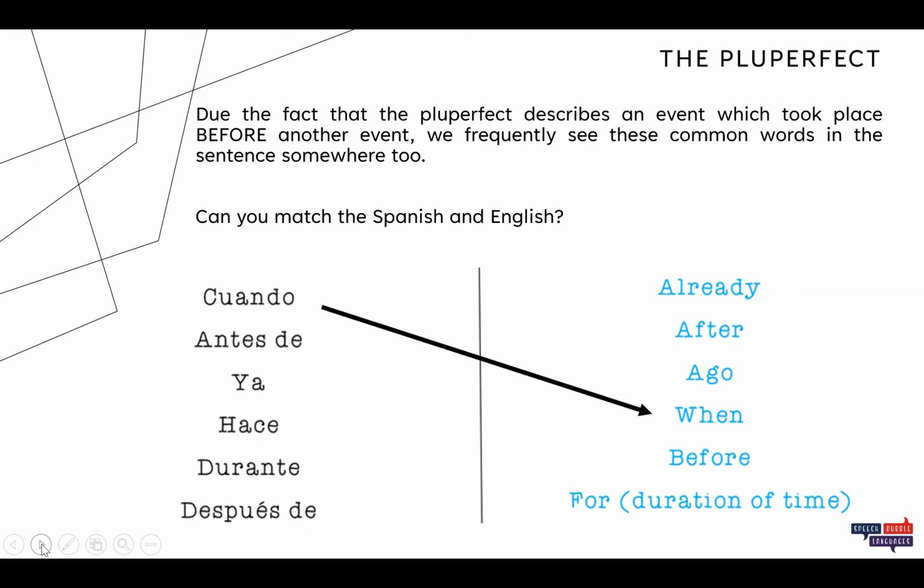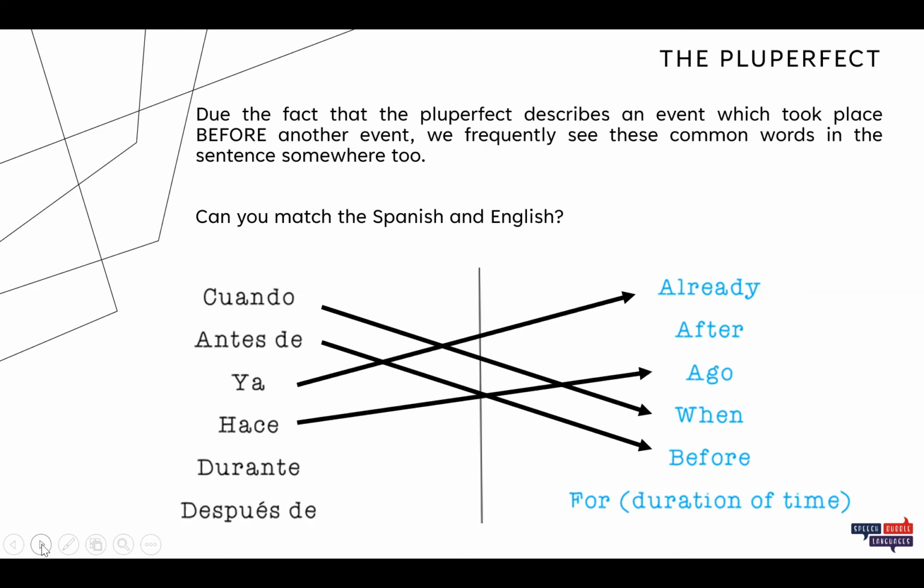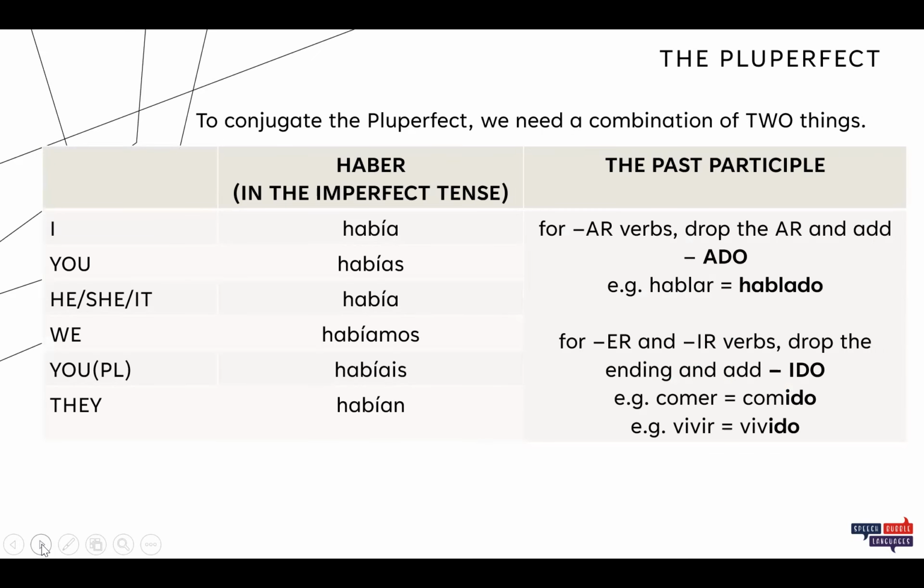So we have cuando, when; antes de, before; ya, the word for already in Spanish; hace, ago; durante, for, in this case, talking about a duration of time; and después de, after. Make sure you've got a note of these because you're going to need them a little bit later in our session where we're going to put them into action in some sentences too. Let's move on now to the conjugation of the pluperfect.